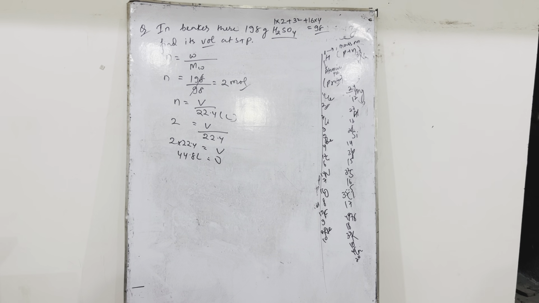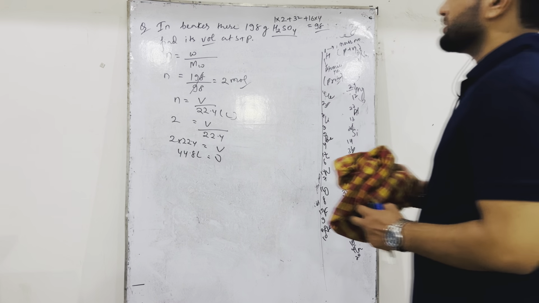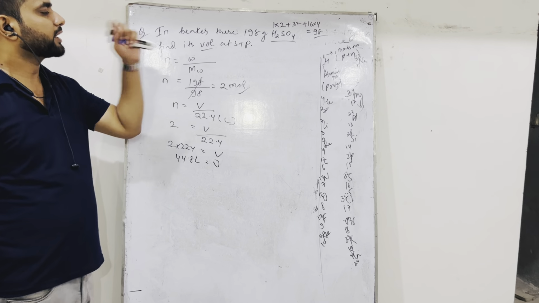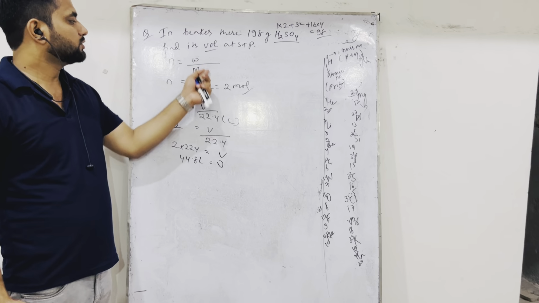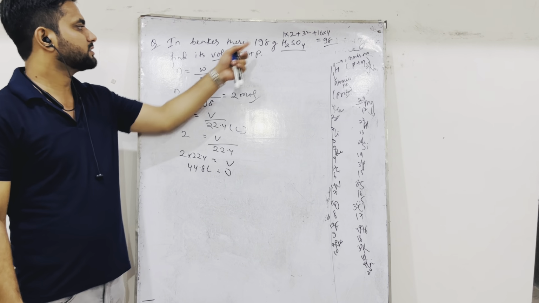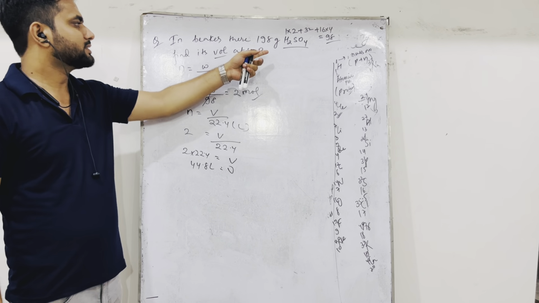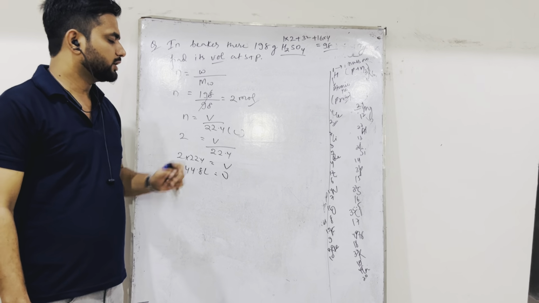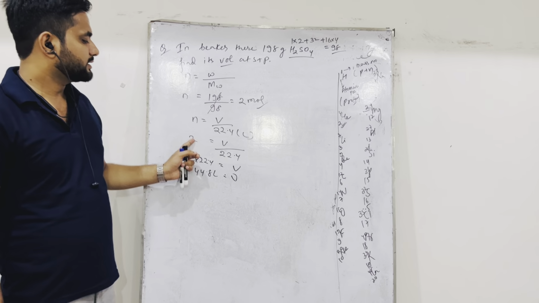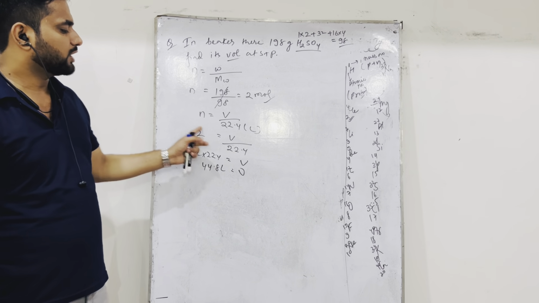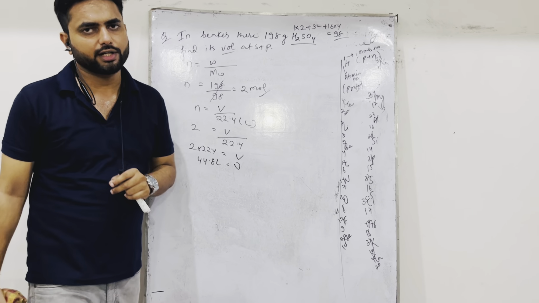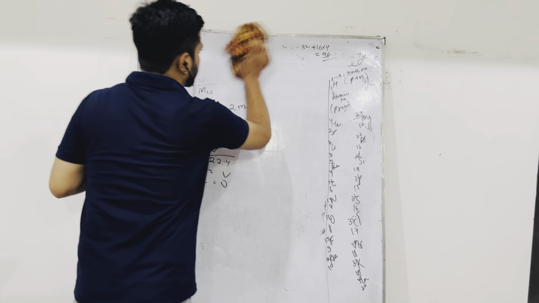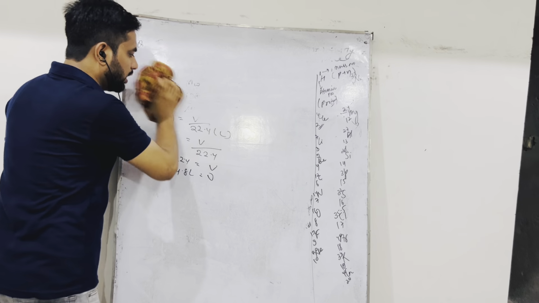After this, I will teach you a new formula, that is number of molecule upon Avogadro's number. Here we have again seen mole is equal to given mass upon molecular mass. Given mass is 198 gram, molecular mass is 98. After dividing this, we will get 2 mole. Then 2 equals V upon 22.4. After multiplying it, we will get 44.8 liter volume. And after this, we have to learn again a new formula of this mole.